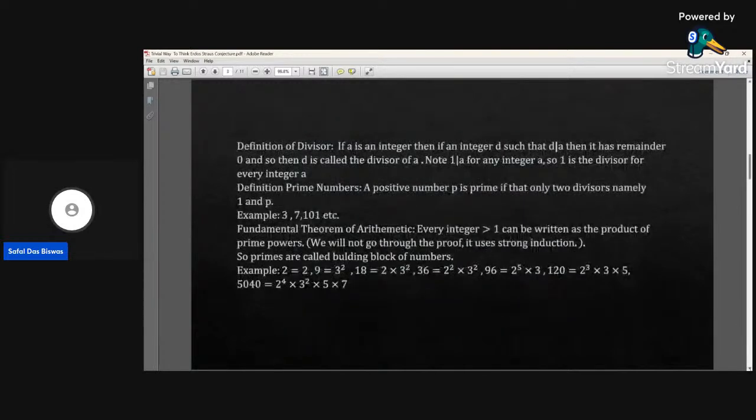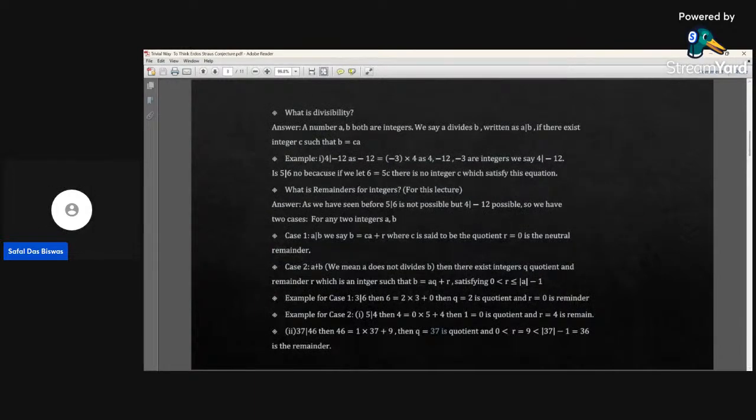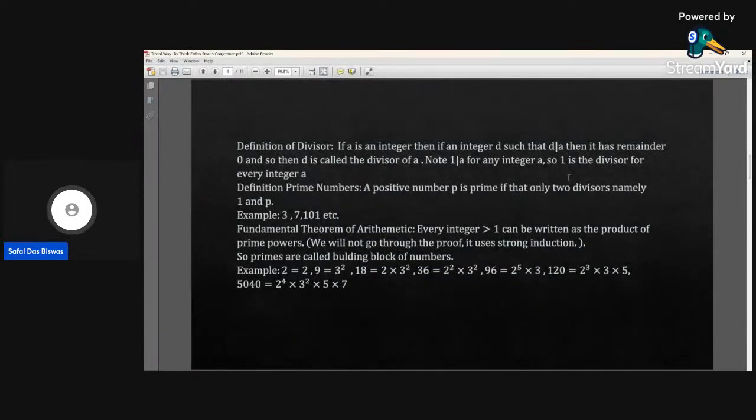Now, what is the definition of a divisor? It is important. If a is an integer, then an integer d not equal to 0 (this shouldn't be 0; I didn't write it, and every time I miss that 0, previously I also missed it there) such that d divides a, then it has remainder 0, because by the divisibility definition, d divides a when the remainder is 0. Then d is called a divisor of a.